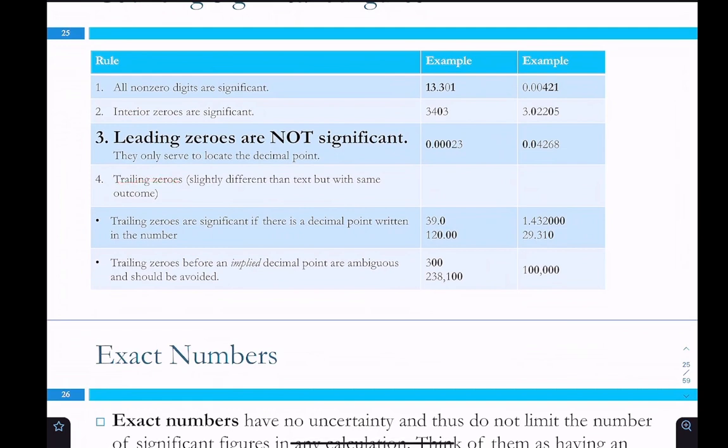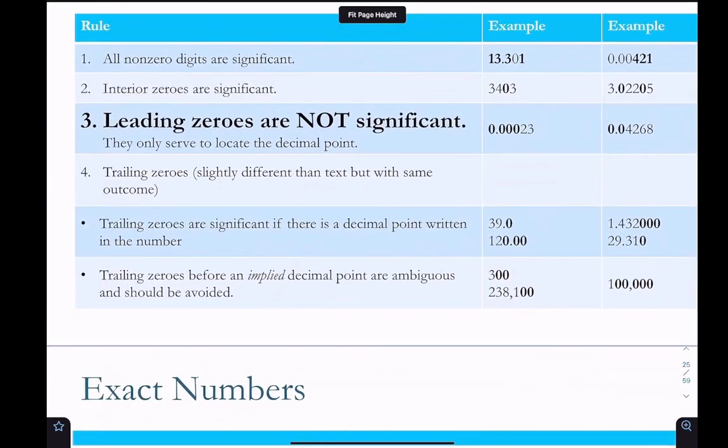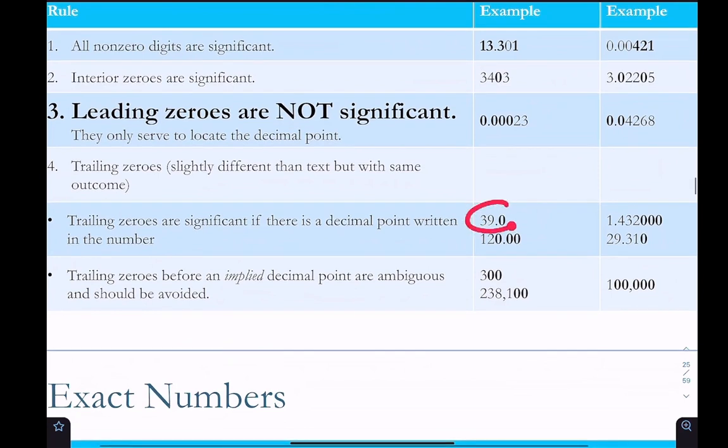Trailing zeros are slightly different. Trailing zeros are significant if there is a decimal point written in the number. So, for example, these numbers all have a decimal point written in. And so that could be like here, where it's 3.9 decimal and then a zero. That zero is significant. Trailing zeros before an implied decimal point, so no decimal point written in, are ambiguous and should be avoided.